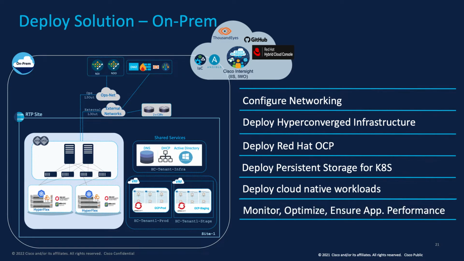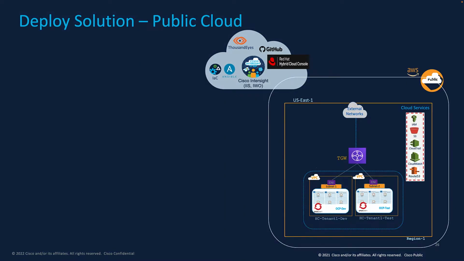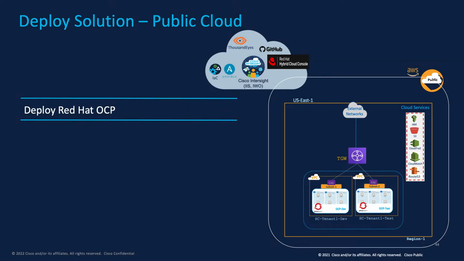To optimize the environment and to ensure application performance, Cisco IWO can be used to monitor and analyze the infrastructure and workload. For container-level visibility, the IWO collector must be deployed on the OCP cluster. With the on-prem environment in place, Red Hat OCP can now be deployed in AWS using the same IPI installation method. The installation for AWS is also initiated from Red Hat's Hybrid Cloud Console.